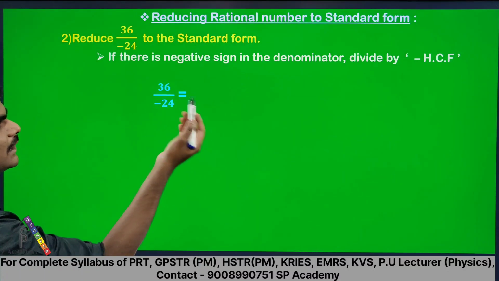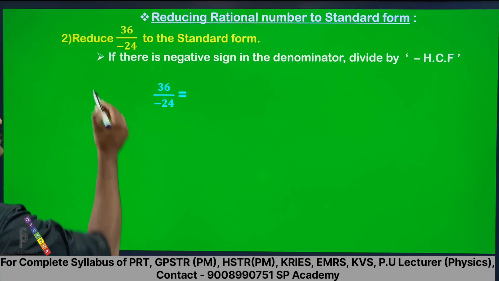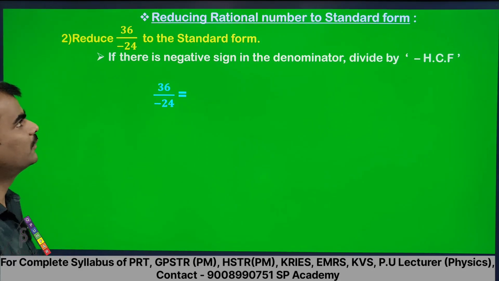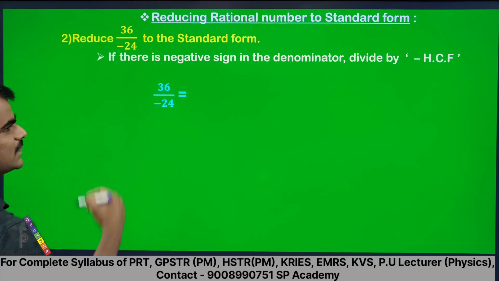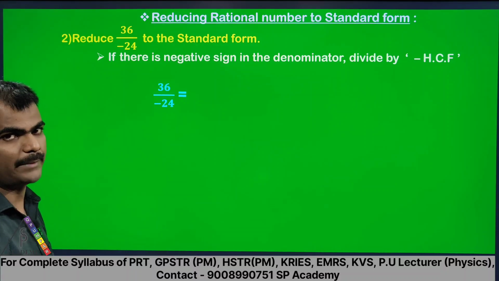Next, reducing rational number to standard form. Now we have to reduce 36 by minus 24 to the standard form. Denominator negative sign idre, you have to divide the numerator and denominator by minus HCF.